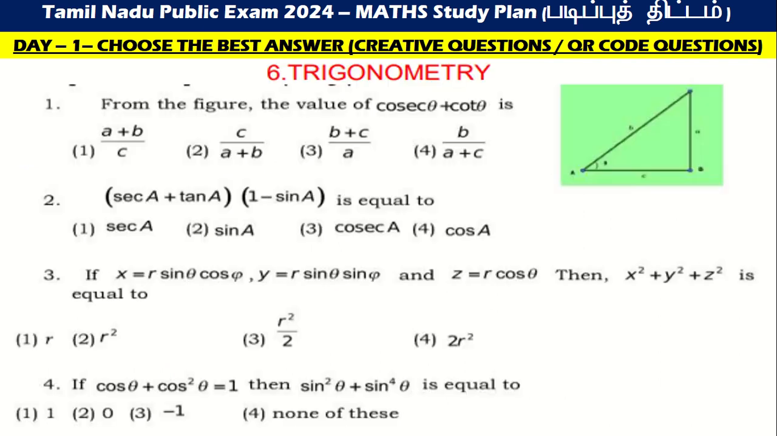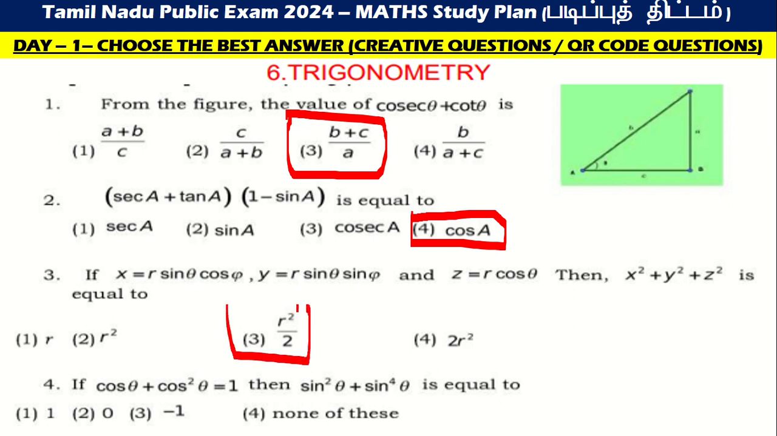17. The next one, trigonometry. From the figure, the value of cosecant theta plus cot theta equal to, what is the value? The value is b plus c by a. Secant a plus tan a, 1 minus sin a is equal to cos a. And then if x is equal to r sin theta cos phi, y equal to r sin theta sin phi, and z is equal to r cos theta, then x square plus y square plus z square is equal to r square by 2.